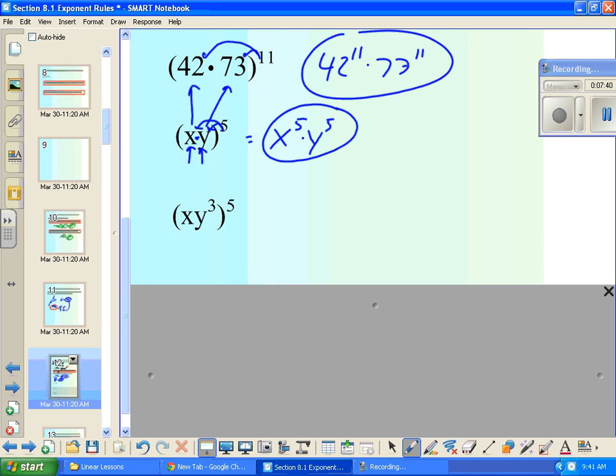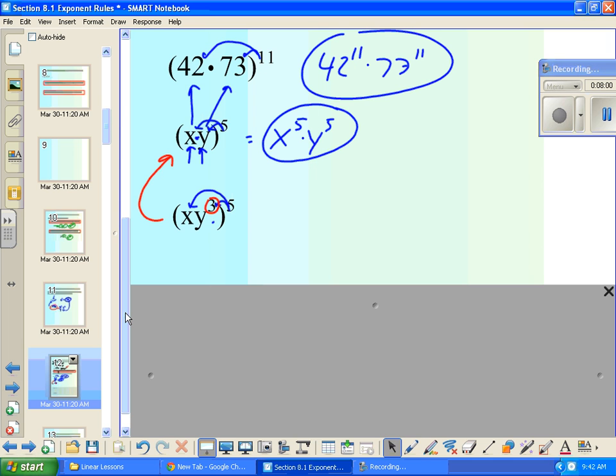This one is a very similar idea. Again, just like the one above, I'm going to take this 5th power and apply it to each of the variables in here. But just notice in this case, right here I have y to the 3rd, y to the 3rd power. So this problem looks a lot like the problem above, but the y now has a power. It has a 3rd power.